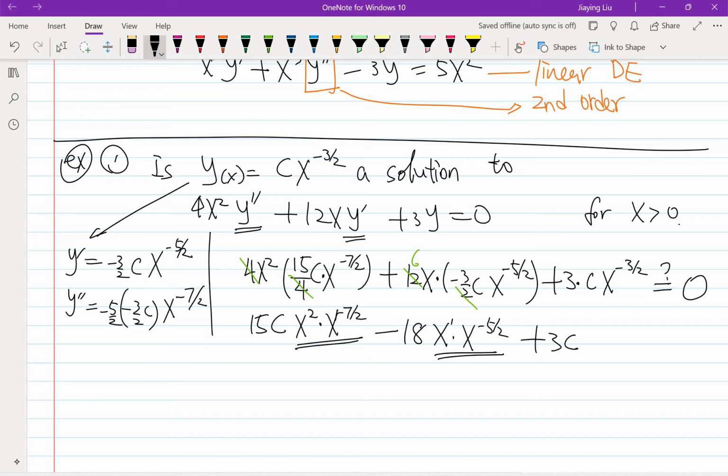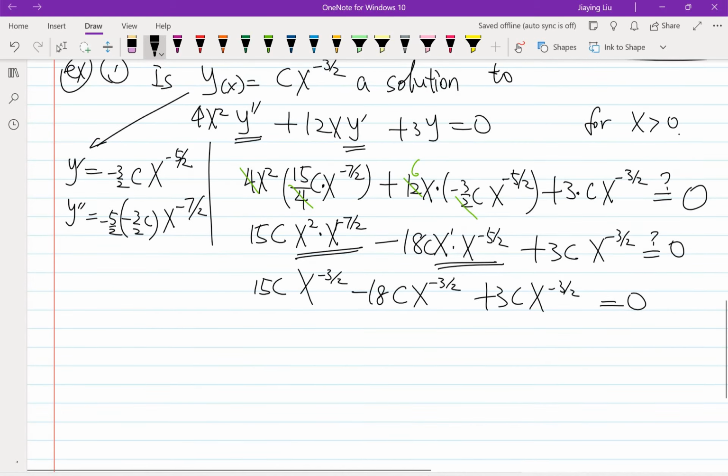And a 3, oh, I forgot a c there. That's a negative 18c times, 3c x to the negative 3/2. And it turns out that we have 15c x to the negative 3/2 minus 18c x to the negative 3/2 plus 3c x to the negative 3/2 equals 0.